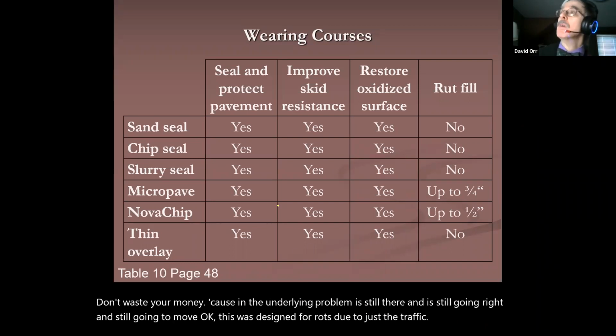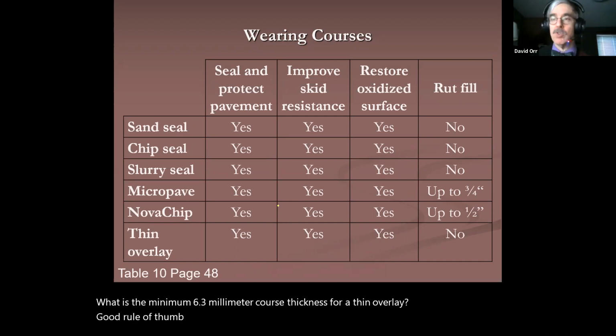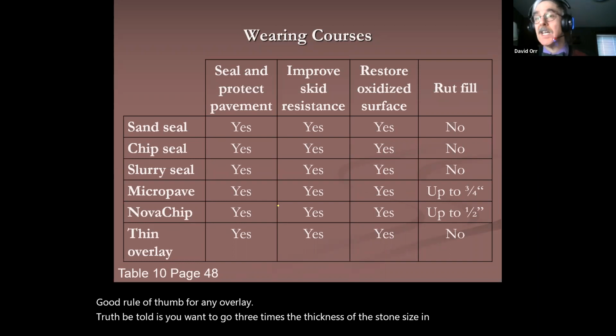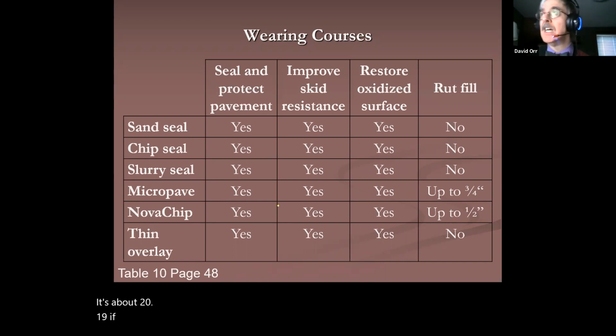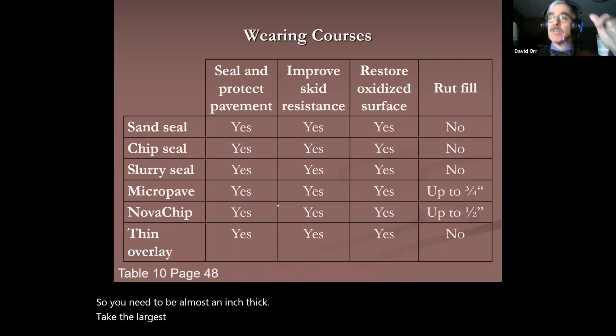What is the minimum 6.3 millimeter course thickness for a thin overlay? Good rule of thumb for any overlay, truth be told, is you want to go 3 times the thickness of the stone size. In this case, 6.3 millimeters times 3. It's about 20, 19 if you want to be precise. 25 millimeters is an inch, so you need to be almost an inch thick. Take the largest stone size, multiply it by 3. That will tell you the minimum you should be using.